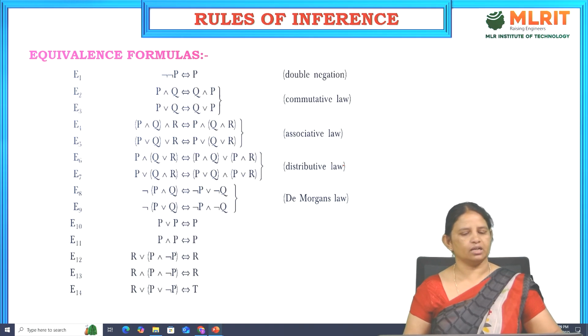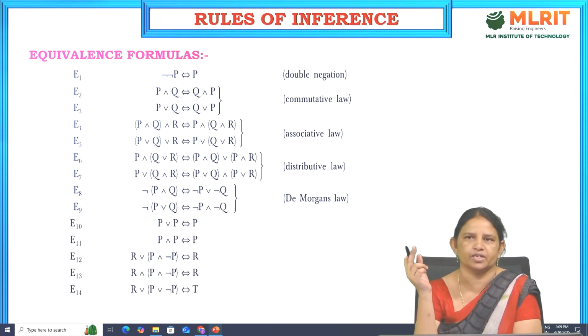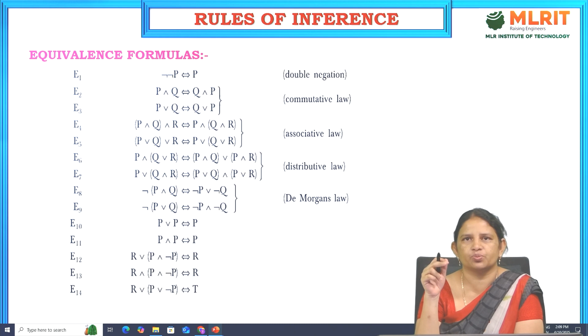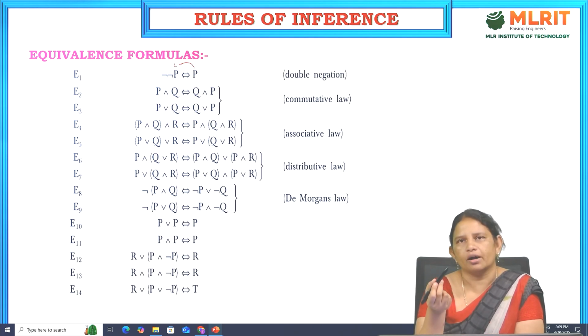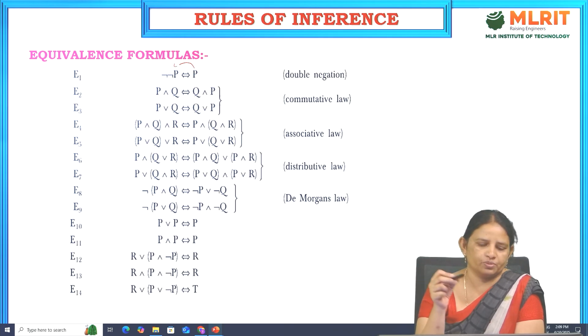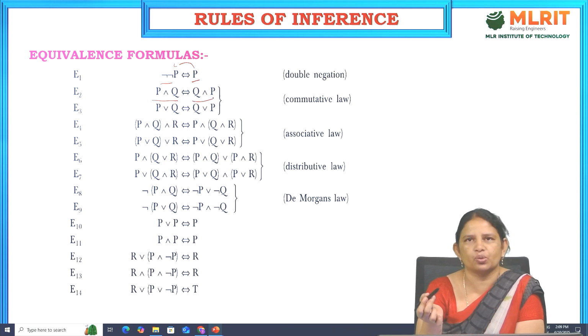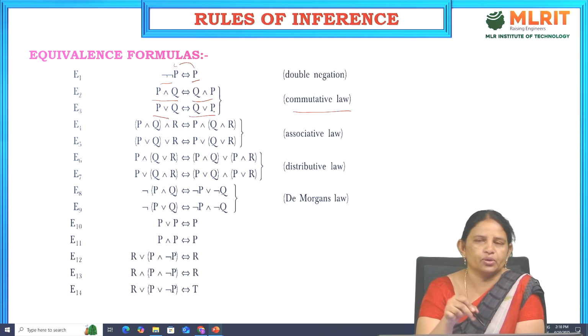Next, equivalent formulas. We already discussed these in the case of normal forms. We already discussed what the distributive law and De Morgan's law are. We are going to apply the same laws if required. In the case of equivalent laws, either you can apply LHS equals RHS or RHS equals LHS, depending upon the situation or the set of premises. Negation negation P implies P. P and Q is also written as Q and P. This is called the commutative law, or P or Q is equivalent to Q or P.